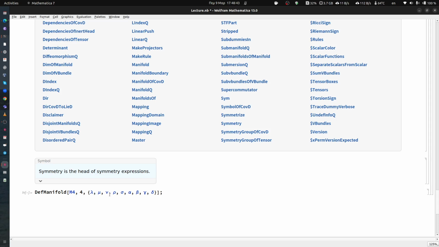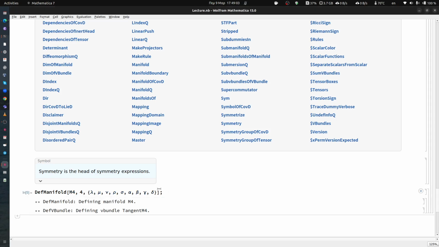And that is very useful because with xTensor you can do computations on different manifolds that have different tangent spaces, and each tangent space may have its own indices. But I'm not going to show you that today.